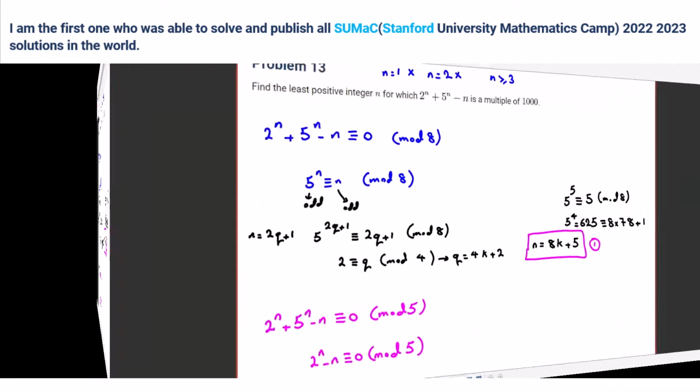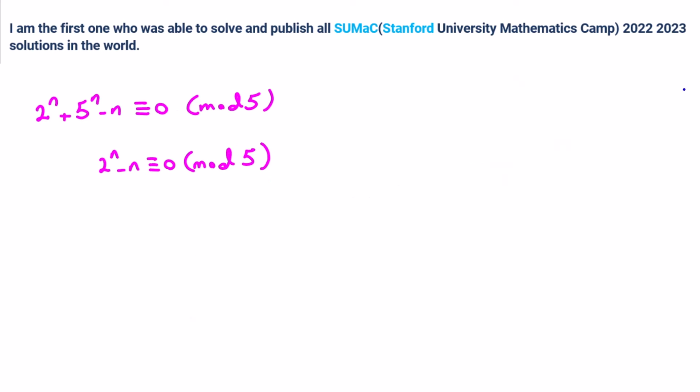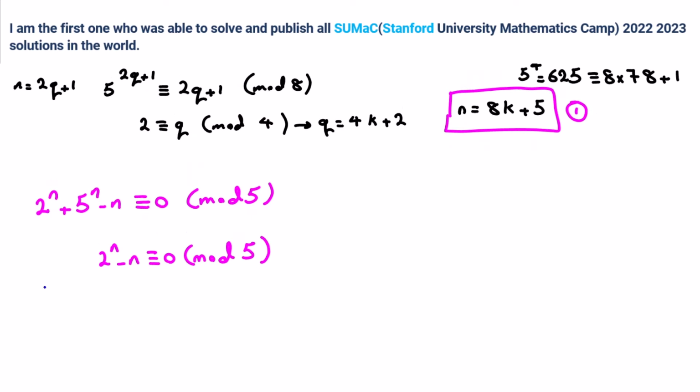Okay. I need a hint. Okay, so let's try 5 together. 2^n is congruent to n mod 5, right? Yeah. Okay, so let's try. And we know n is what? 8k plus 5, right? Yeah. So 2^(8k+5) is congruent to 8k plus 5 mod 5, right? Yeah. And 8k plus 5 is 8k or 3k, right? Or let's consider negative 2k, right? Okay. 2^8 mod 5 is what? 3.